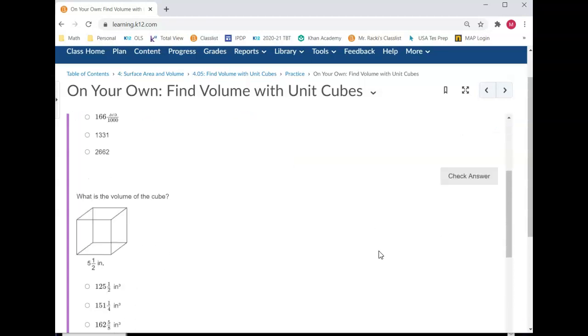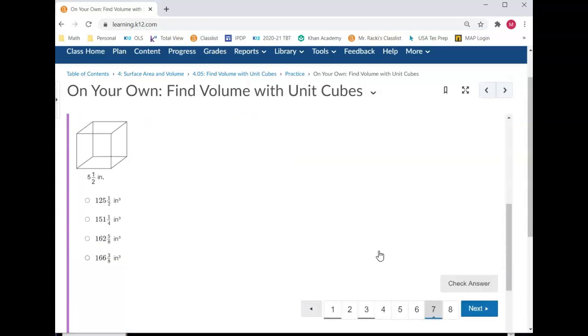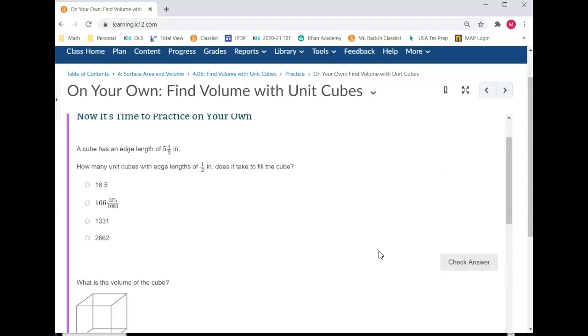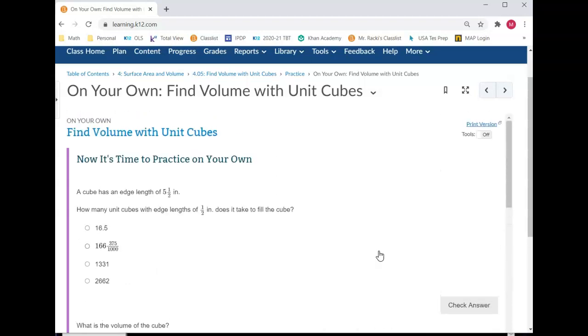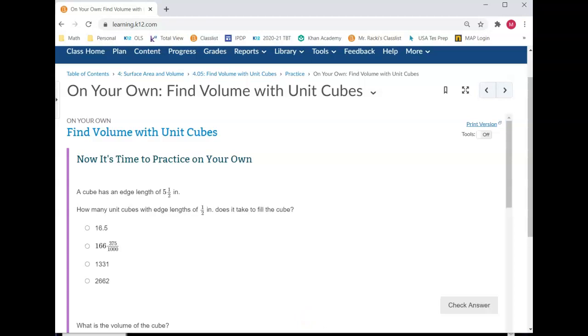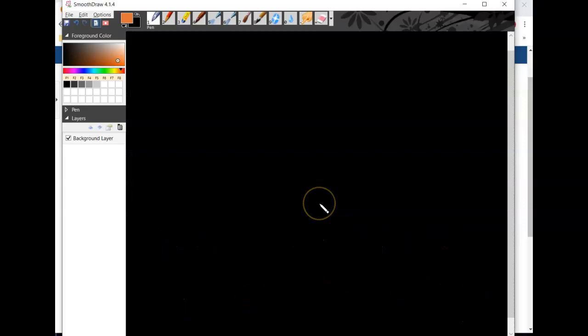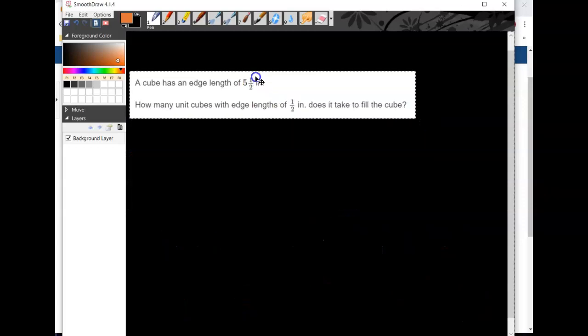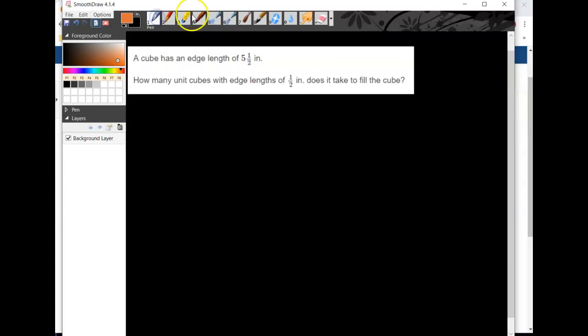It's two questions. A cube has an edge length of 5.5 inches. How many unit cubes with an edge length of 1/2 inch does it take to fill the cube? Let's look at this one. Let's try to draw this out a little bit.